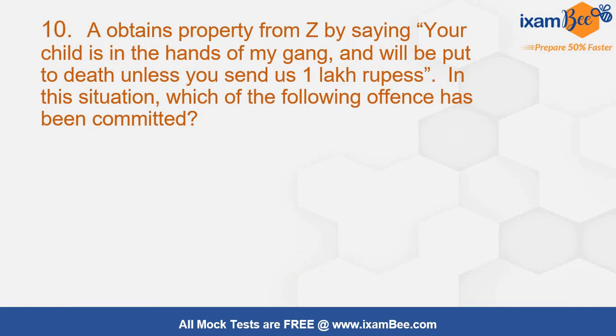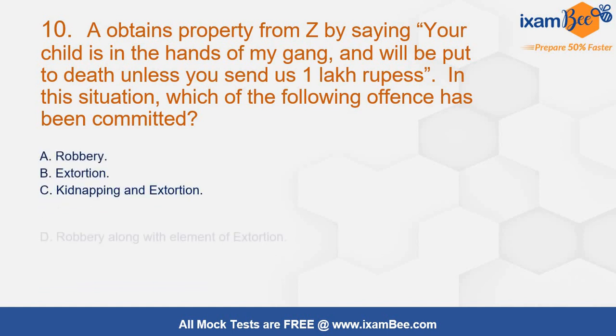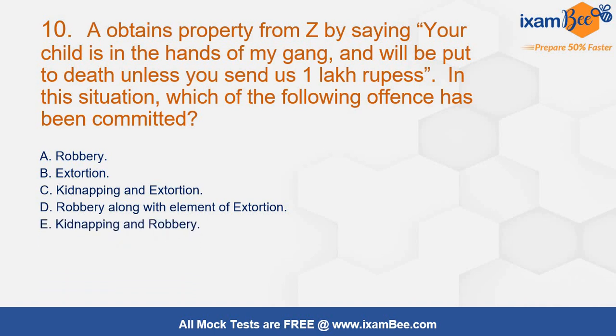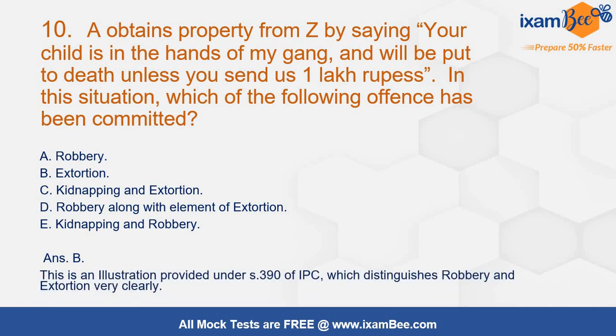A obtains property from Z by saying, your child is in the hands of my gang and we will put him to death unless you send us 1 lakh rupees. In this situation, which of the following offence has been committed? Robbery, extortion, kidnapping and extortion, robbery along with element of extortion, kidnapping and robbery. Now this is an illustration based question. IPC you can expect such kind of questions. Extortion is the correct answer. It has been picked from the illustration under section 390 of IPC, which is distinguishing robbery and extortion very clearly.